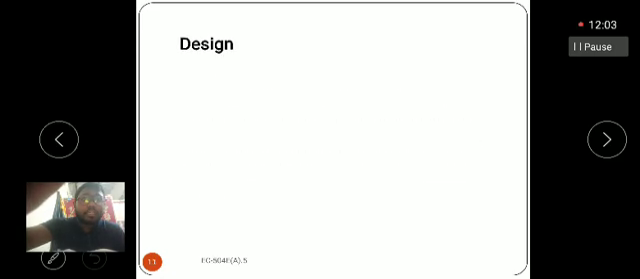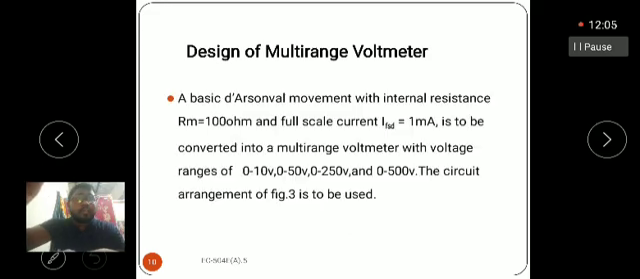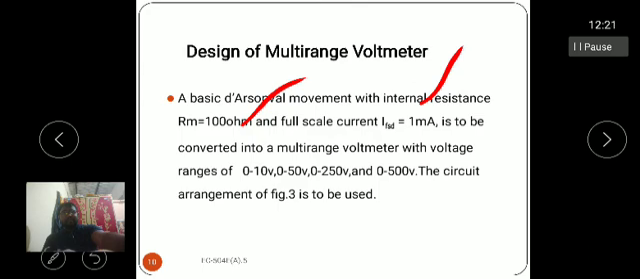Once again I am explaining this particular example with the help of a basic D'Arsonval movement with internal resistance Rm equal to 100 ohms. The full scale deflection current IFSD is equal to 1 milliamp, connected to a multi-range voltmeter with voltage ranges of 0 to 10, 0 to 50, 0 to 250, and 0 to 500 volts.